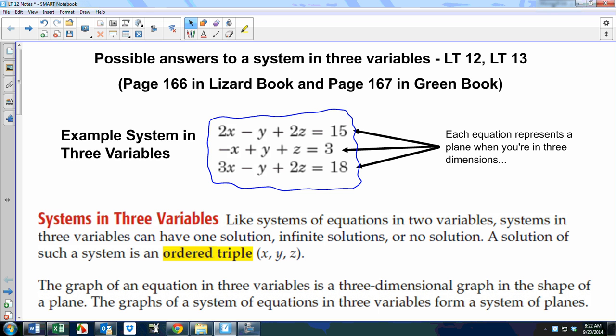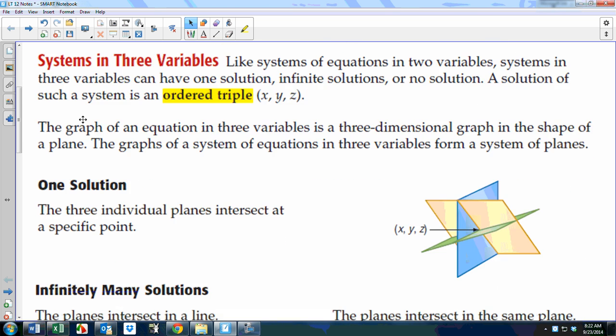All right, now each equation represents a plane. So if you remember from geometry, it's kind of like three pieces of paper. And the book does better than I could ever do of showing you what it looks like when three pieces of paper intersect at one point. It's called an ordered triple, kind of like an ordered pair in two dimension. Now there are the same options as there were in two dimension: one answer, an ordered triple, infinitely many answers, or no solution.